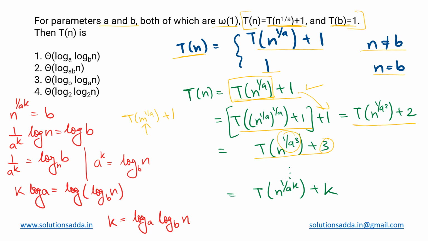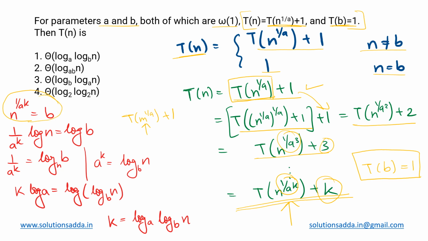So similarly, if we go for k iterations, then at the kth time we get this particular expression, T(n^(1/a^k)) + k. So now we will try to accommodate it into the base condition, that T(b) has to be 1. For that, we have to convert this particular parameter into b. So that is what we have done over here: n^(1/a^k) equal to b. That is what we have evaluated over here.